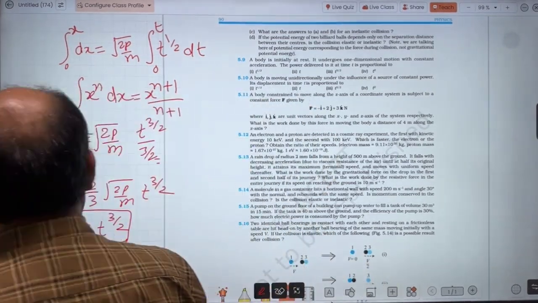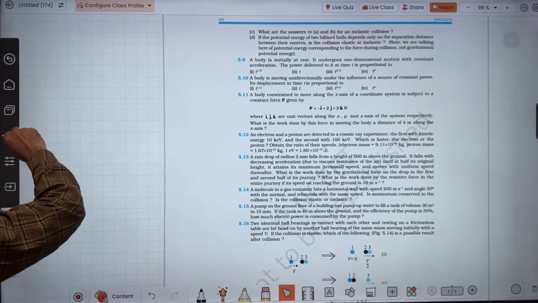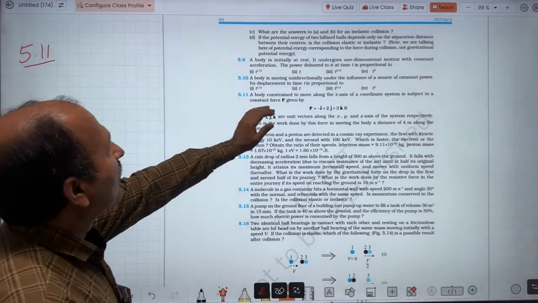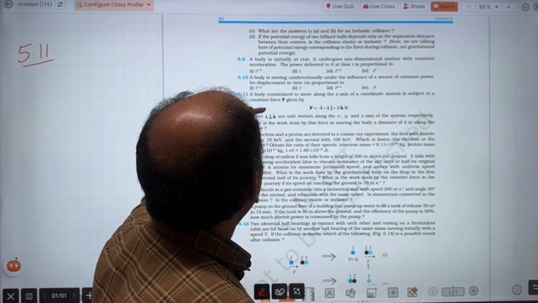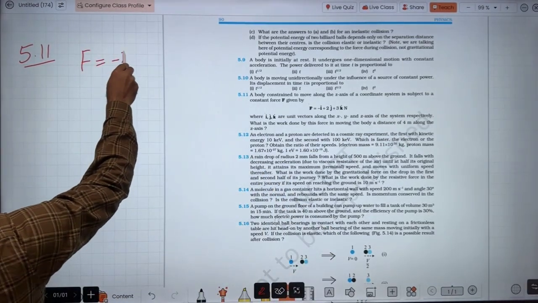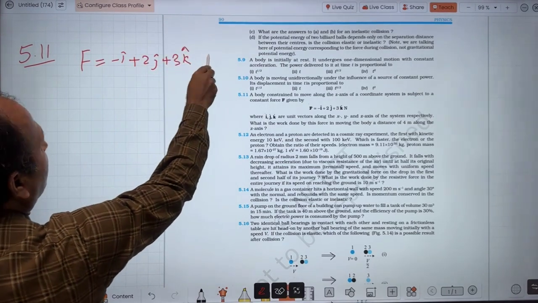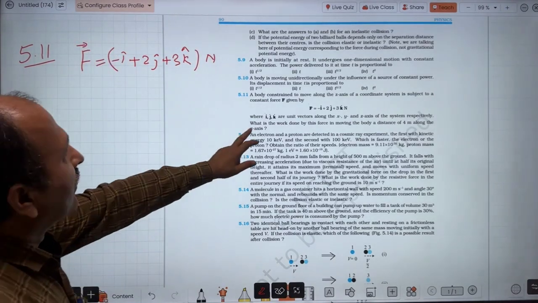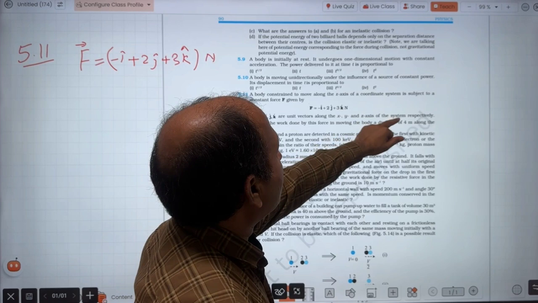Now we are going to take the next question. Question 5.11. It says a body constrained to move along the z-axis of a coordinate system is subjected to a constant force F given by F equals minus i cap plus 2j cap plus 3k cap Newton, where i cap, j cap, k cap are unit vectors along x, y, z axis of the system respectively.